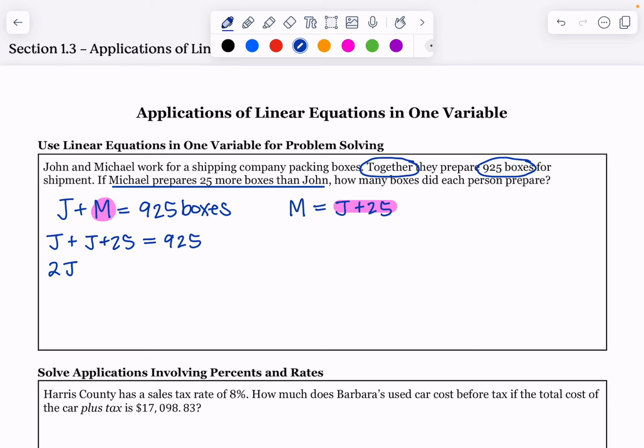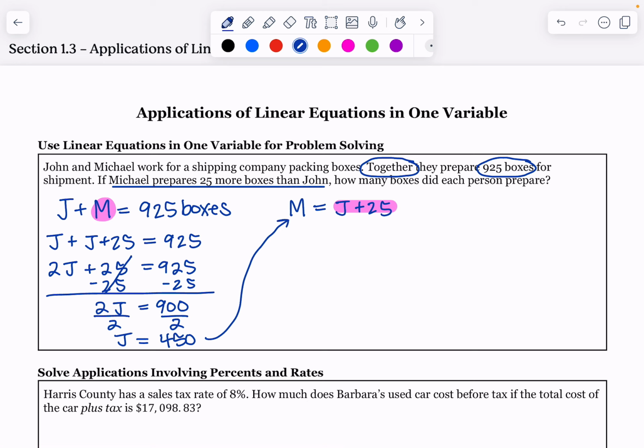So 2J plus 25 equals 925. Subtract 25, and we have 2J equals 900. Divide by 2, and we've got J is equal to 450. Now that we know J, we can plug J into our equation for Michael. And that would be 450 plus 25. And so Michael equals 475.